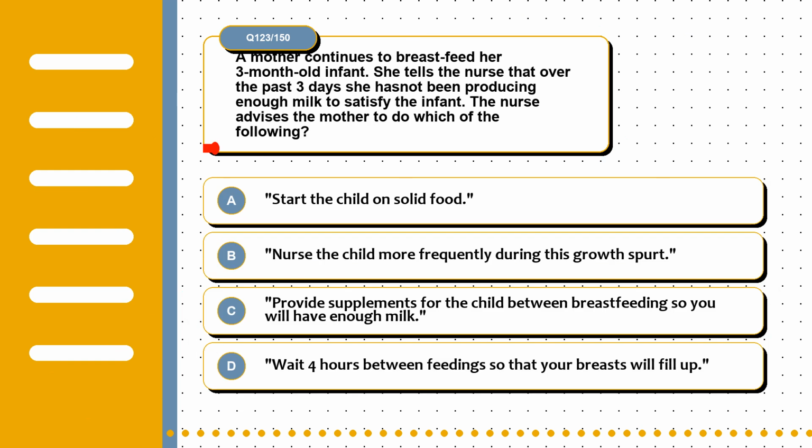Question 123. A mother continues to breastfeed her 3-month-old infant. She tells the nurse that over the past 3 days she has not been producing enough milk to satisfy the infant. The nurse advises the mother to do which of the following? Here are the options. Option A. Start the child on solid food. Option B. Nurse the child more frequently during this growth spurt. Option C. Provide supplements for the child between breastfeeding so you will have enough milk. Option D. Wait 4 hours between feedings so that your breasts will fill up.